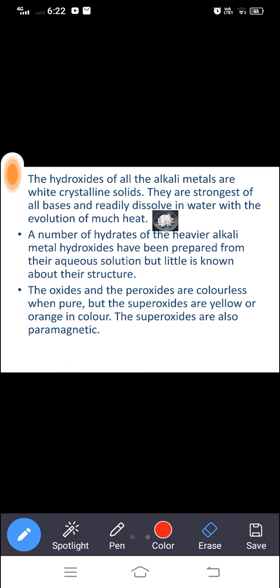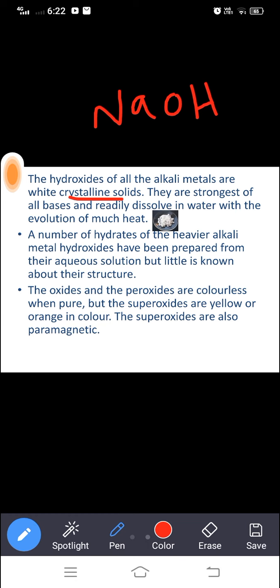The hydroxides of all the alkali metals are white crystalline solids. Even if you go to the lab, you can check it out. Sodium hydroxide, magnesium hydroxide, all the metallic hydroxides are solid in nature, and they are strong bases. They dissolve easily in water.